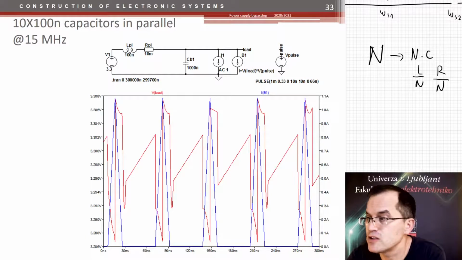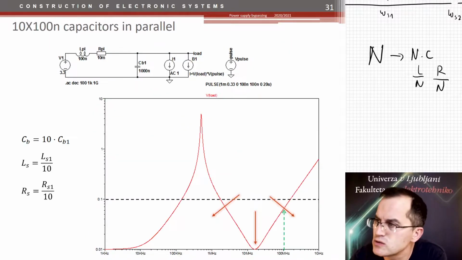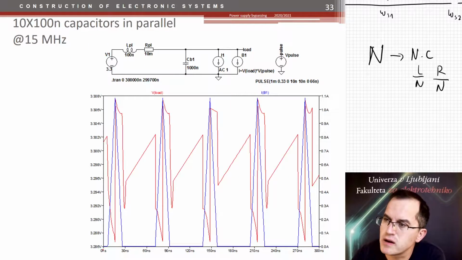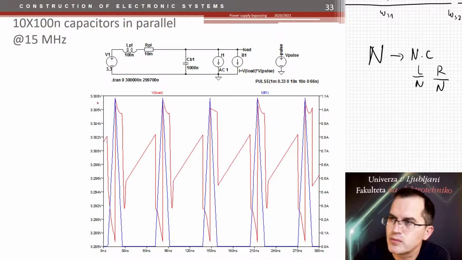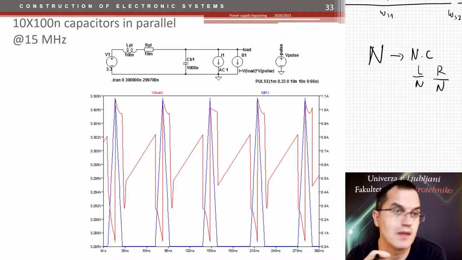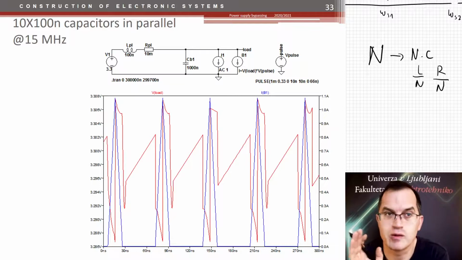What about if I change the frequency to 15 megahertz? What do I have at 15 megahertz? I have roughly the minimum impedance of 10 milliohms. So at 15 megahertz, my voltage change is very low, between 3.28 and 3.30 something. So it's very low. Cool. I'm working perfectly with this series resonance here.